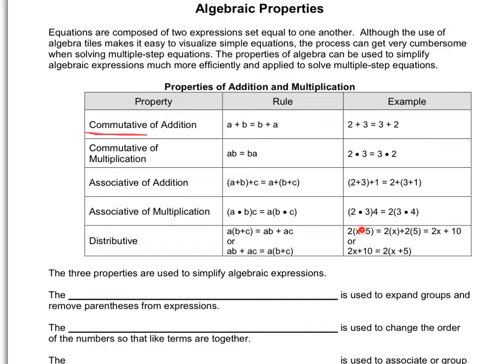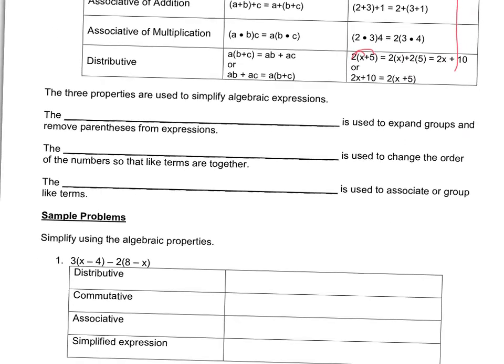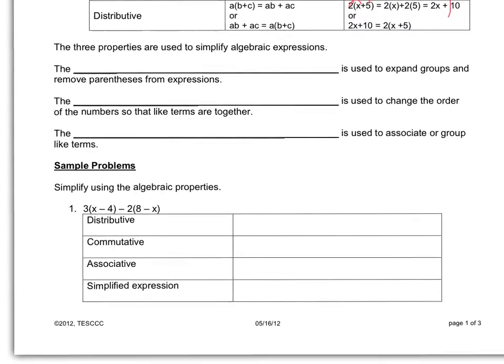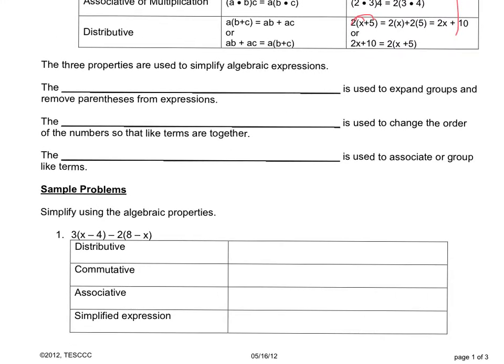So this is the same as 2 times x plus 2 times 5, because we distribute this through. Remember I told you it's kind of like a rainbow. We have to distribute it through. We're going to talk about these properties and we're going to fill this stuff in together.